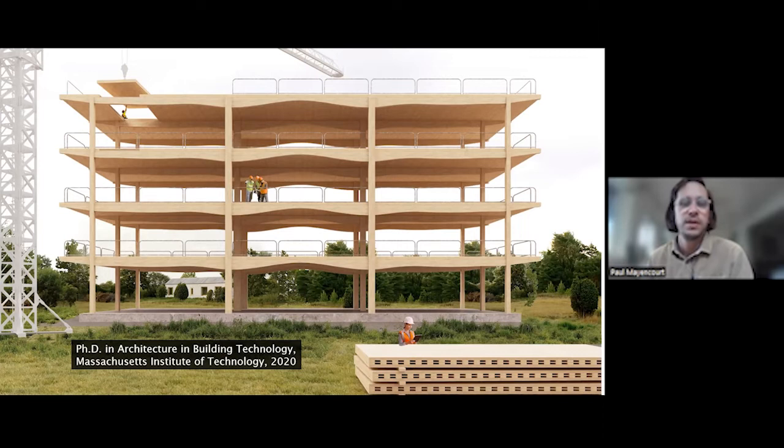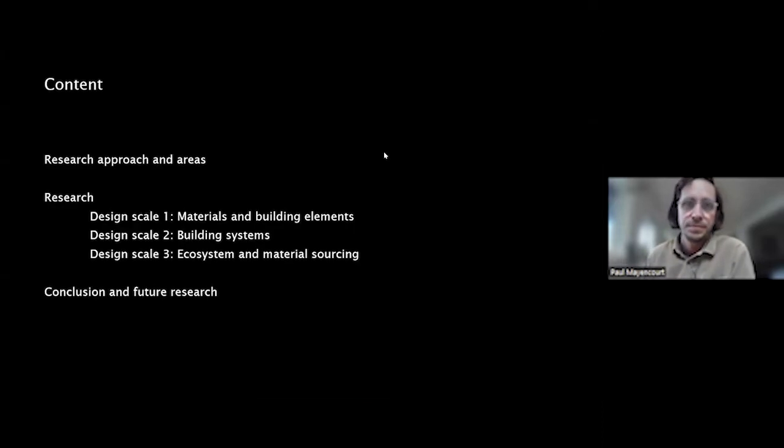And this is an image that resulted from my PhD, where you can see some elements that are somewhat familiar to people who know mass timber construction or construction in general, but are also a bit different. I'm going to talk more about this a bit later, but you can see here some of the ideas of how to apply these ideas at scale for everyday buildings. So my talk is going to have three main parts that are organized into three design scales.